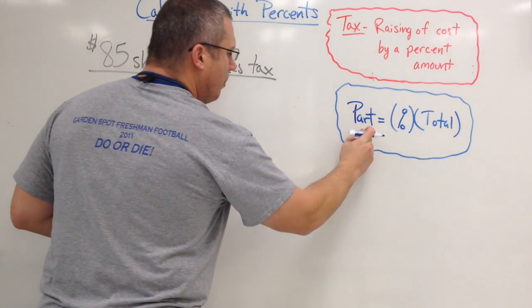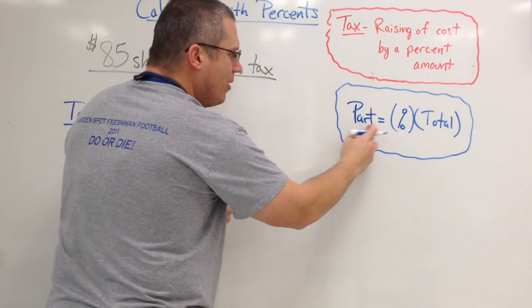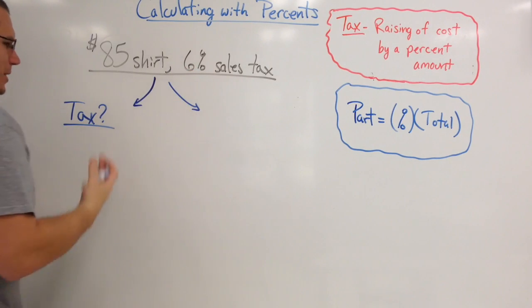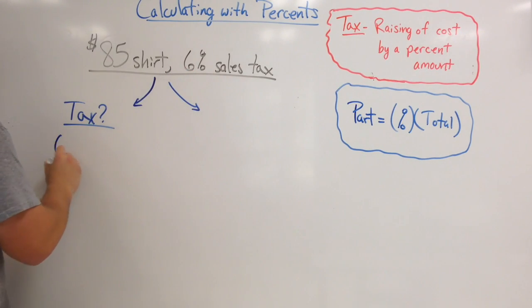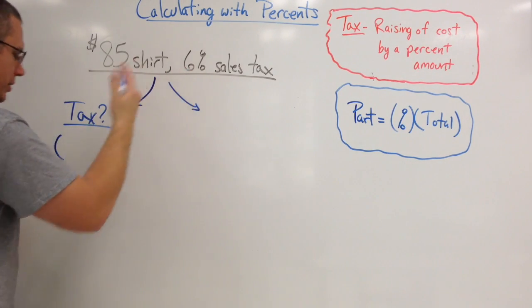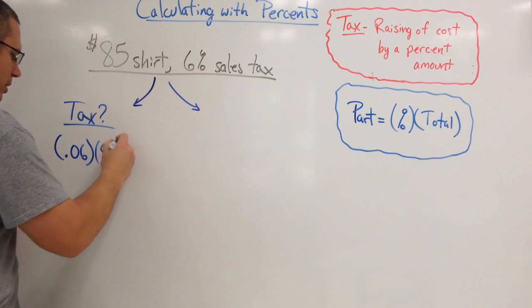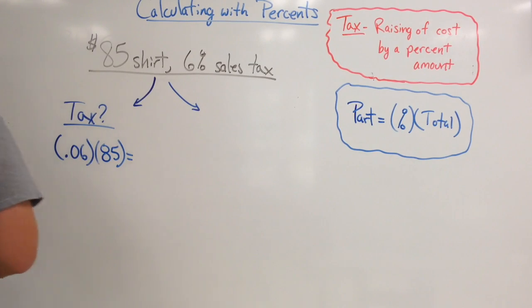Same formula. Part, that's what I'm trying to figure out, equals percent times total. What's my percent? 6%. Okay, 6% as a decimal, move it twice to the left, is 0.06. Times, what's my total? 85. Multiply this and I'll be able to figure out how much tax I owe.